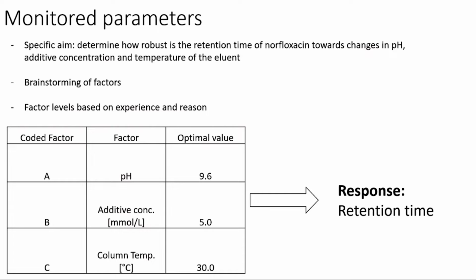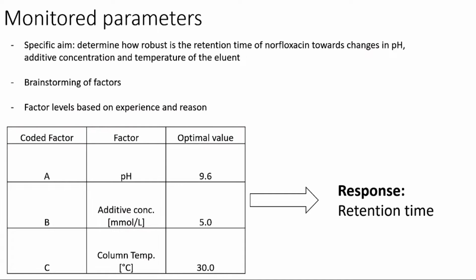First of all, as I mentioned before, we are going to take a look at three factors: pH value, additive concentration, and column temperature. How these factors came to be is mainly through brainstorming and previous experience. The same thing applies also for the factor levels, and these are extremely important to choose right, because if you choose them in a quite wide range, then it's highly likely that your method won't be robust with these changes. The same applies in a different way if you choose them too narrow.